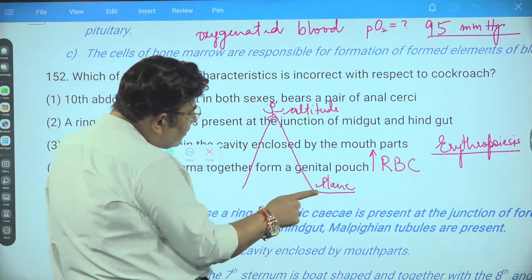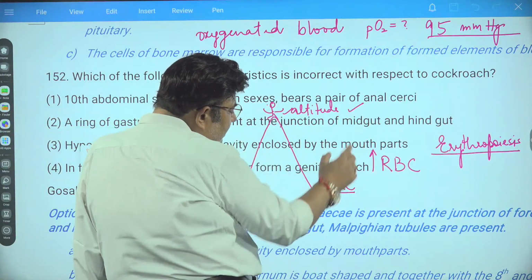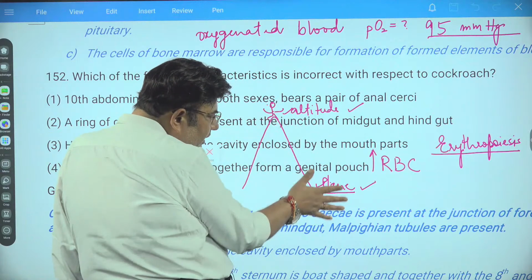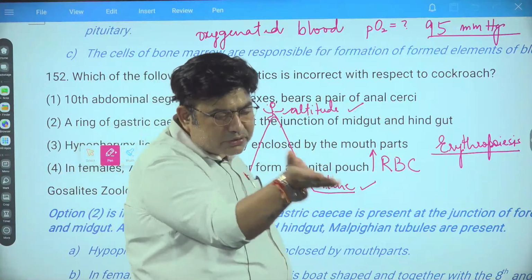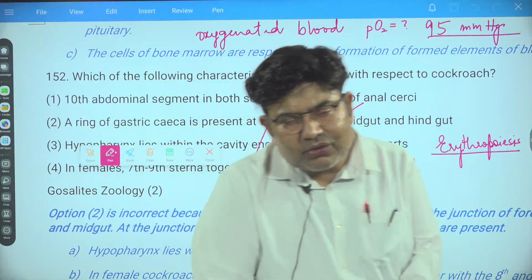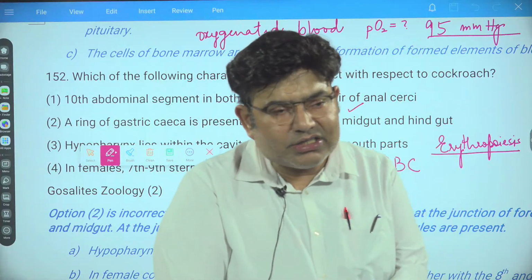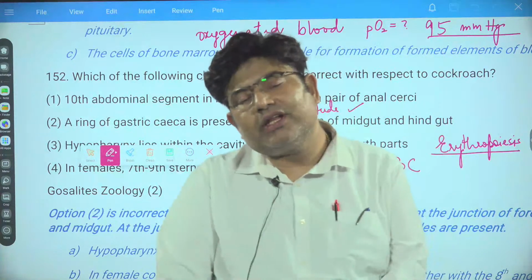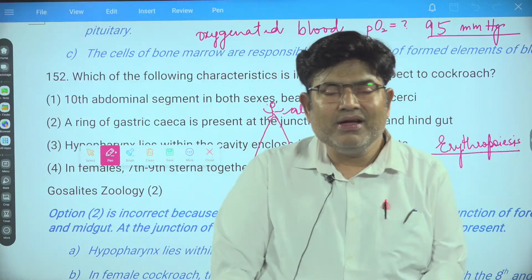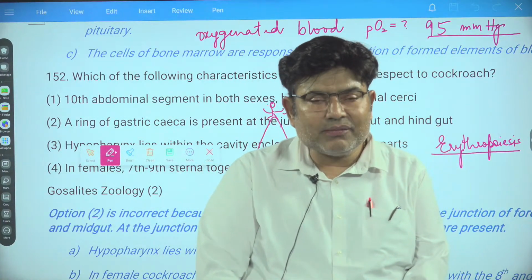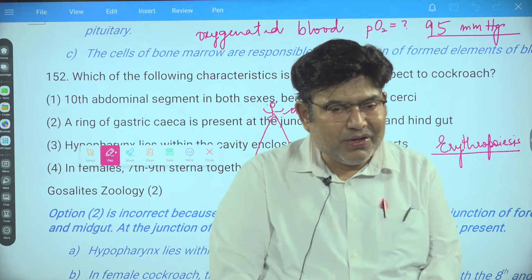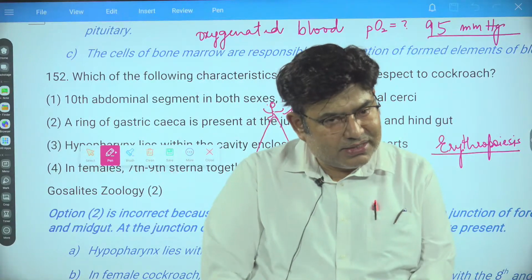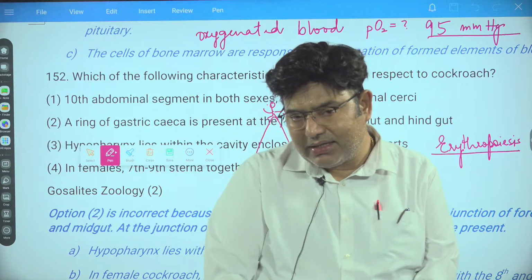Option number one, altitude, more RBCs. Option number two, plain, more RBCs. Option number three, both have more RBCs. Option number four, in none of the conditions erythropoietin is produced. Answer is option number one, altitude. Very good. At altitude, the erythropoietin hormone is produced, and as a result, those who live at high altitude have higher RBC than those who live in the plains.